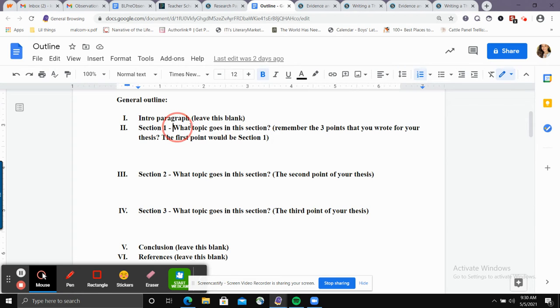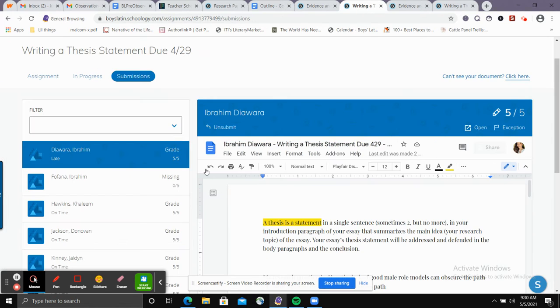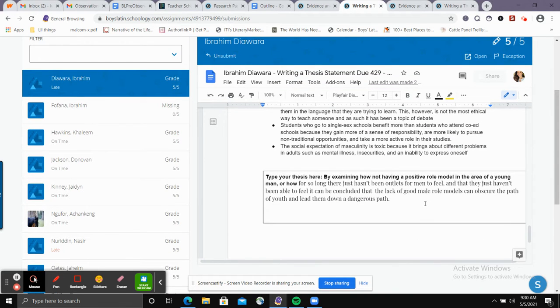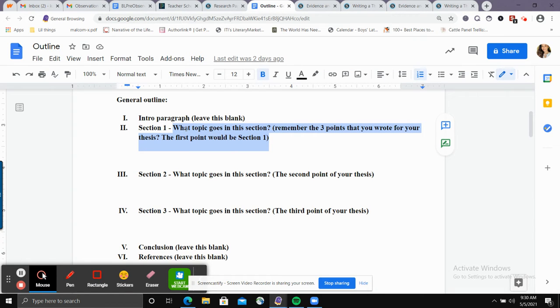So section 1, what topic goes in this section? Remember the 3 points that you wrote for your thesis? The first point would be here. So if I need a reminder of my thesis, if I'm Ibrahim, and I'm using my thesis here, his first point is that, let's see, there have not been good outlets for men to feel. So that would be what I would put in the first section.